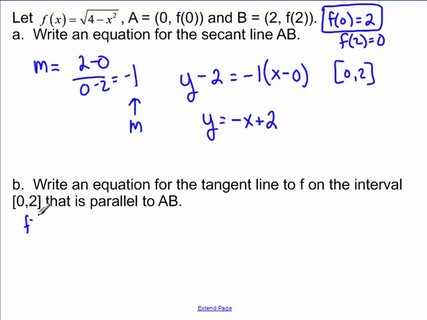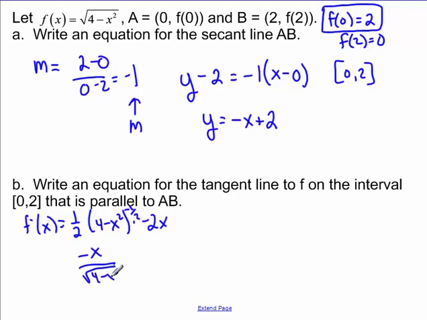So my derivative, and not all your functions are going to look like this. I just chose two that looked very similar to each other. All right, so I set my derivative, which is negative x over, I forgot my negative 1/2 there, square root of 4 minus x squared, equal to a negative 1. I cross multiply, so I get negative square root of 4 minus x squared equal to negative x. I square both sides. I'm going to move that work over here.